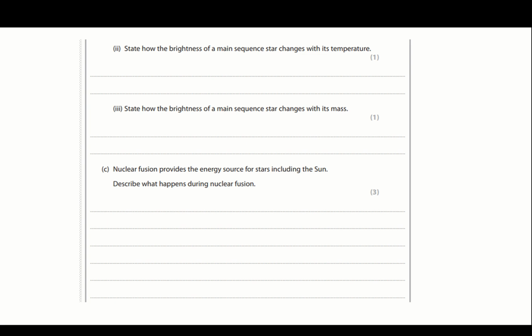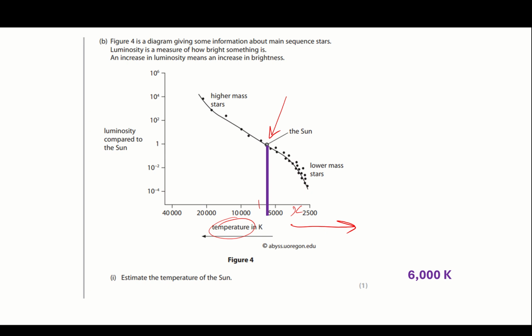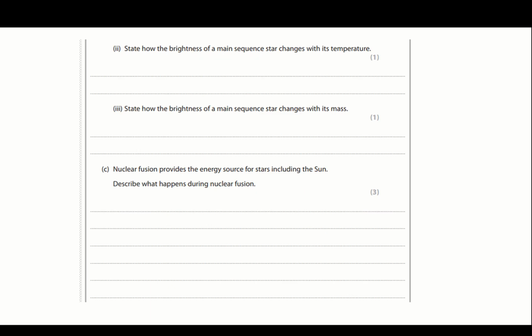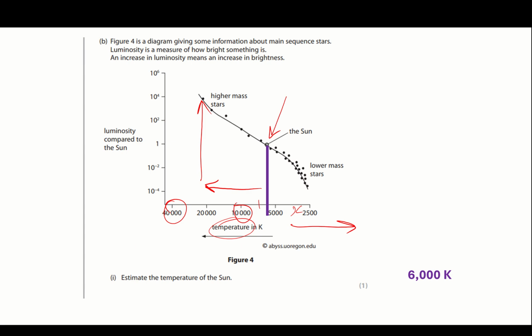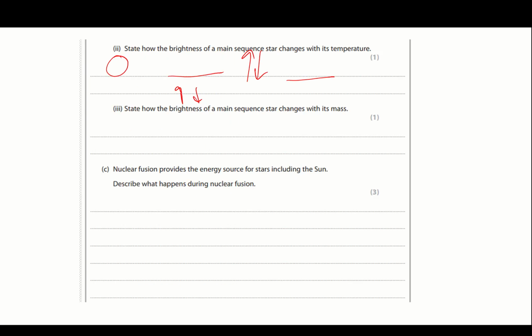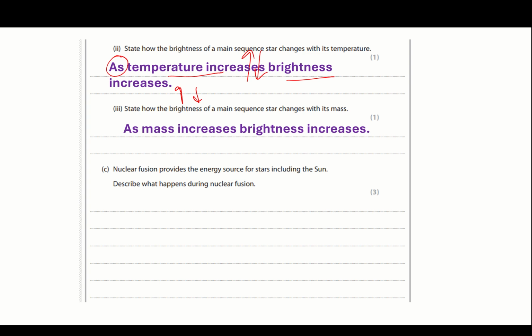State how brightness changes with temperature. So we can see luminosity. This is a bigger number than this one, and we can see that luminosity increases. So as we increase the temperature, luminosity increases, and they're just trying to catch you out with that stupid scale. So as temperature increases, brightness increases. Just get in that habit of increases or decreases, increases or decreases. Get in that habit of doing that. State how brightness changes with mass. So let's go back and have a look. Low mass, high mass. As mass goes up, luminosity goes up. So as mass increases, brightness, or luminosity, increases.